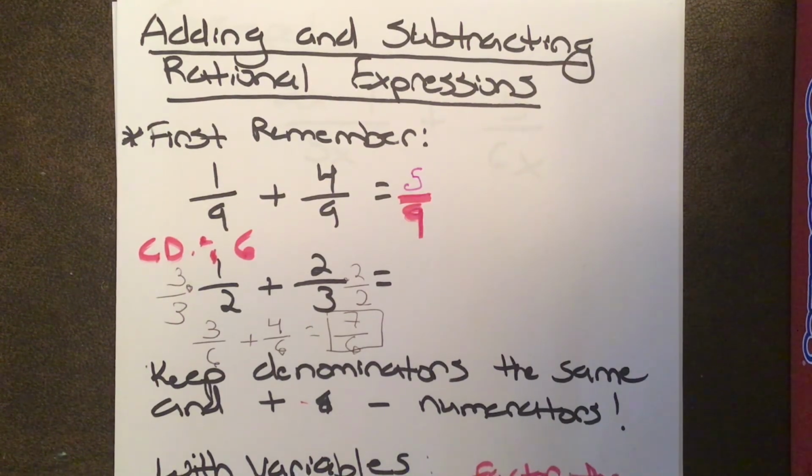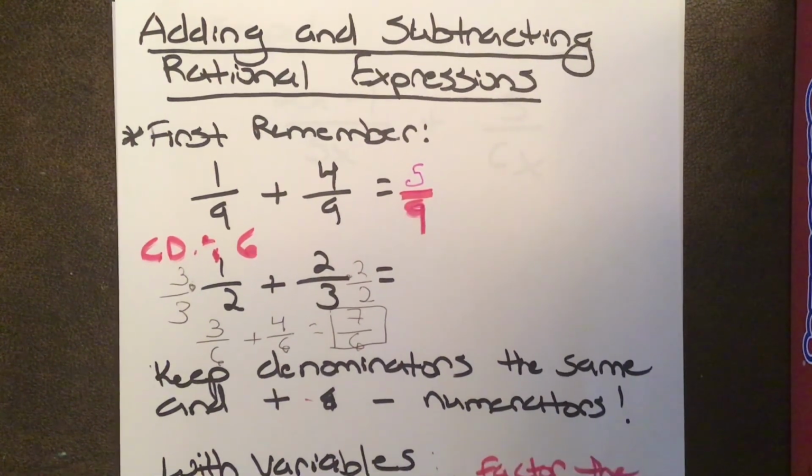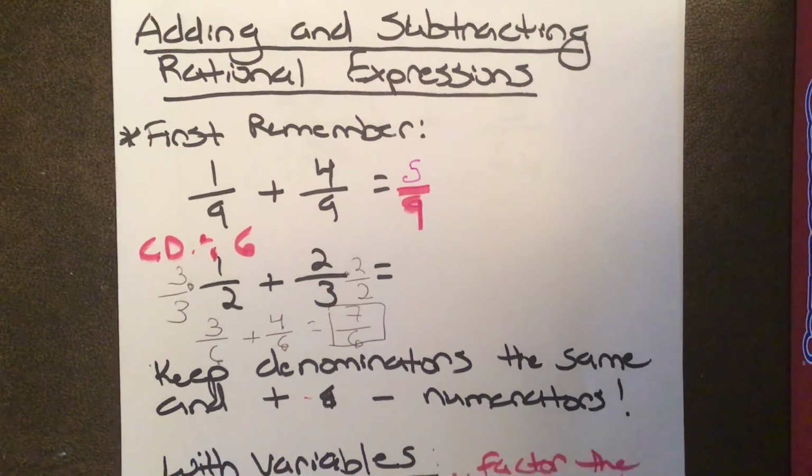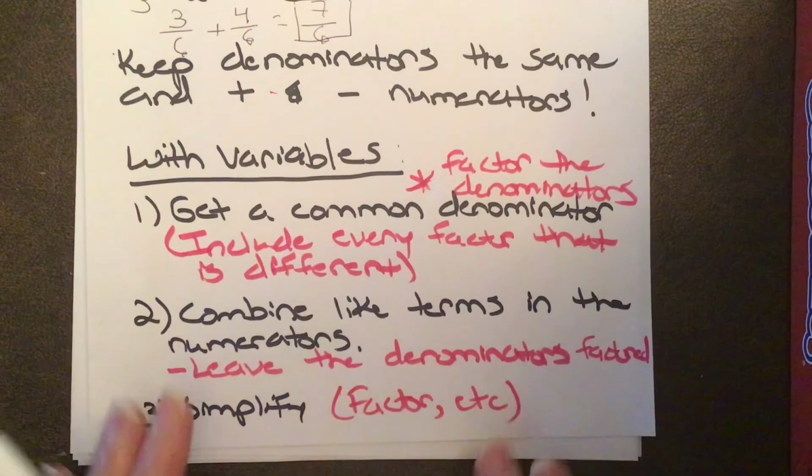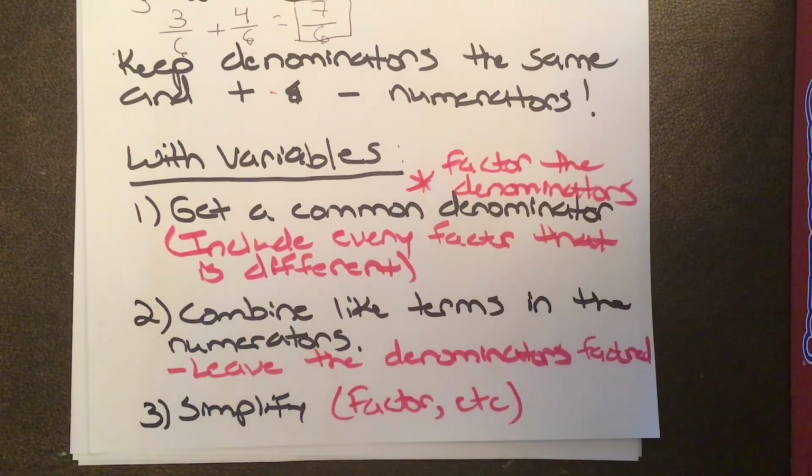So just remember, this will carry over to what we're going to do today. Anytime you're doing this with fractions, you always just keep the denominators the same once you have a common denominator, and add or subtract the numerators. Okay, so now what I'm first going to do is outline the steps we're going to do with variables, and then I'll do a few examples with you so it makes sense.